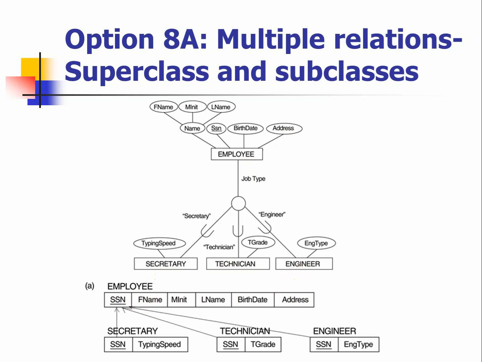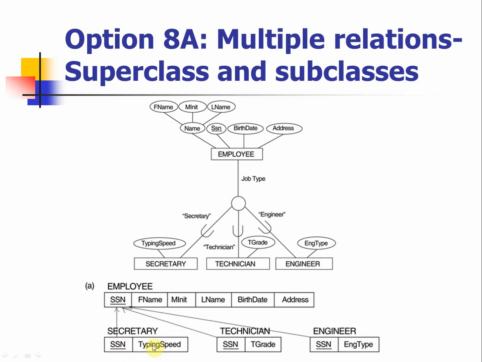For the first choice, we will end up with something very similar to the multi-value attribute, which is step number 6, with one difference. So for a secretary, we will create a secretary relation, linked with the superclass through the primary key of the superclass. So it will include social security number. Underline that, indicating this is the primary key for secretary. Form a foreign key to employee, and then include all of the local attributes. In this case, typing speed.